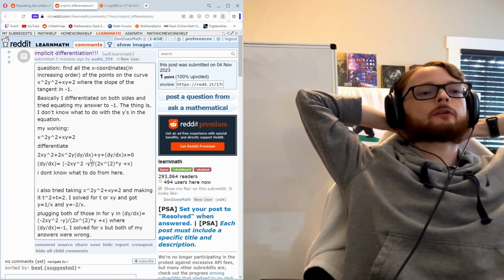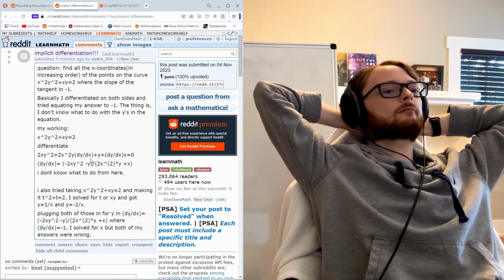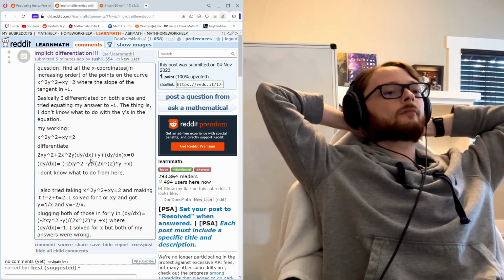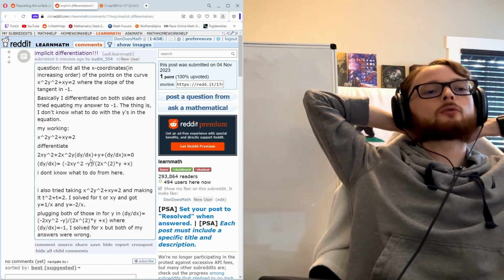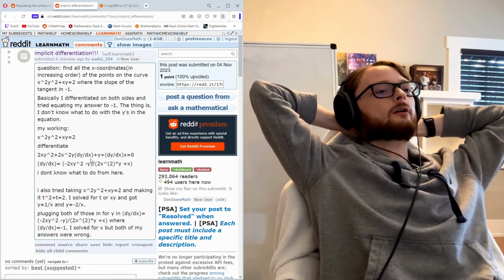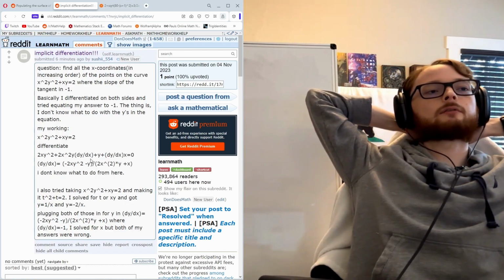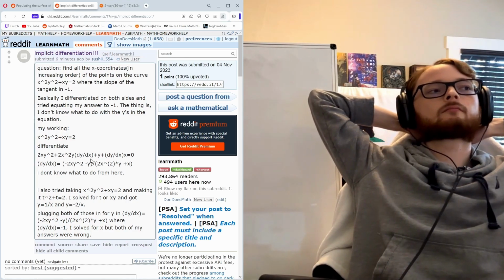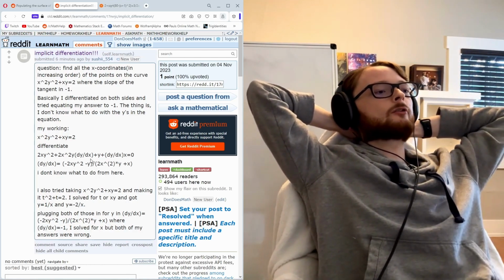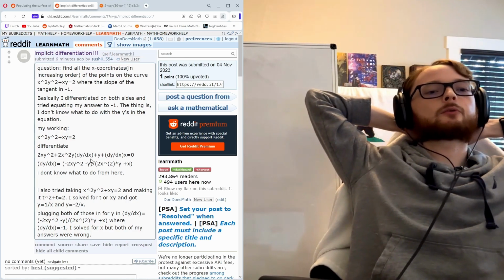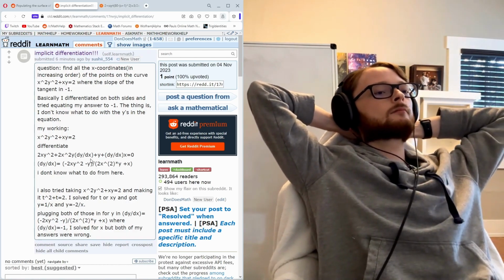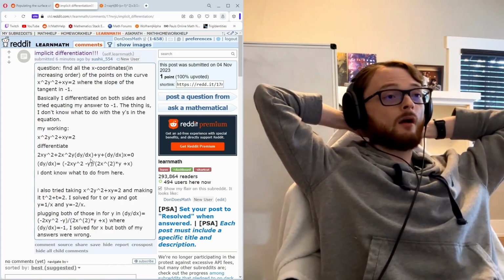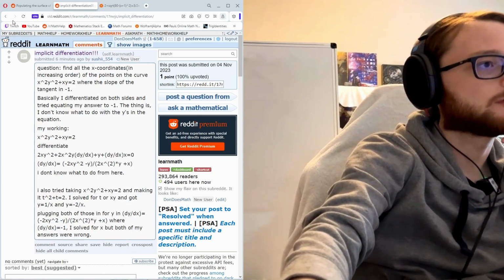If you could solve this explicitly for y or x, then you give them an equation for all the points where the tangent is -1. Or like, you know, some kind of function that defines all your points. I don't actually know how you do this though. Let's refresh and see if anyone else got to it.